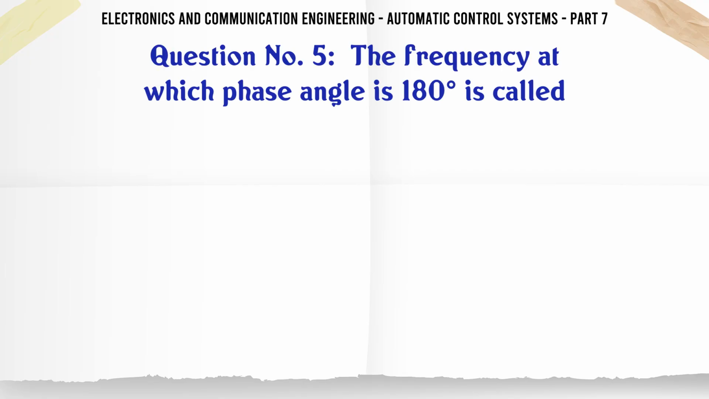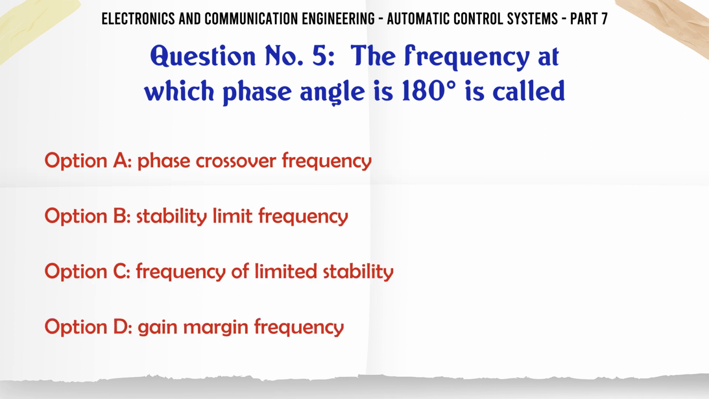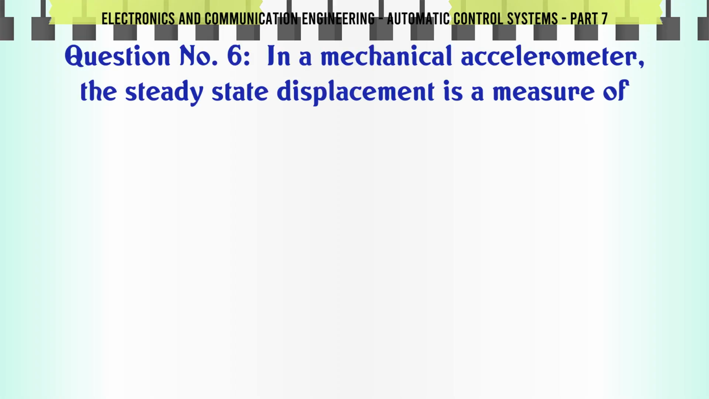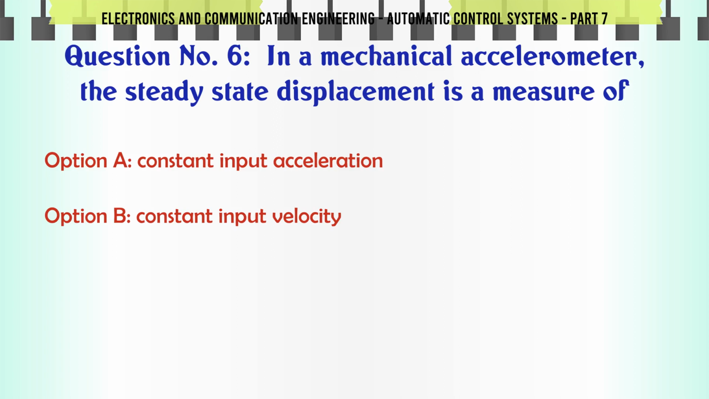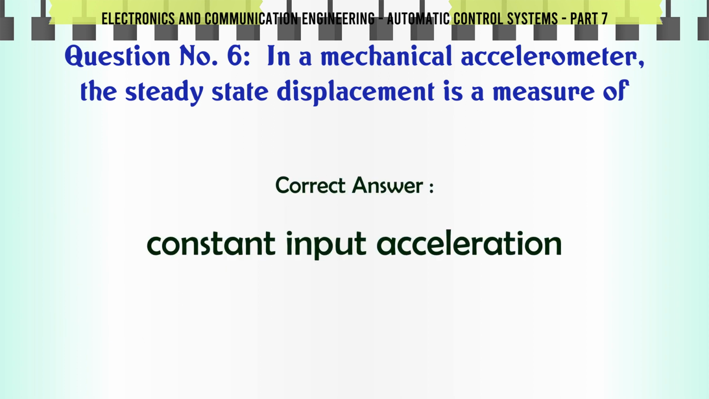The frequency at which phase angle is 180 degrees is called A: phase crossover frequency, B: stability limit frequency, C: frequency of limited stability, D: gain margin frequency. The correct answer is phase crossover frequency. In a mechanical accelerometer, the steady state displacement is a measure of A: constant input acceleration, B: constant input velocity, C: either A or B, D: neither A nor B. The correct answer is constant input acceleration.